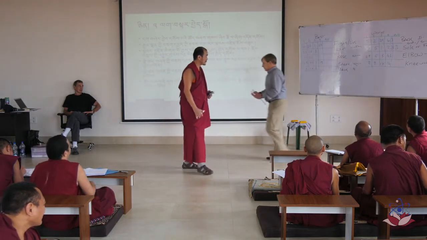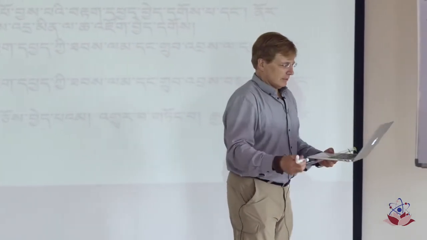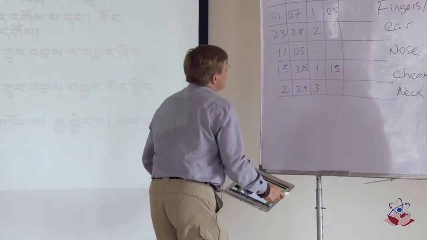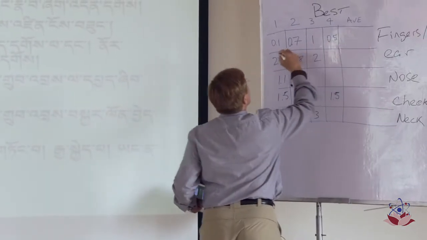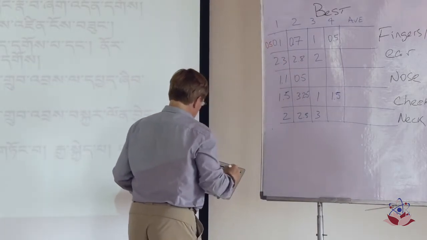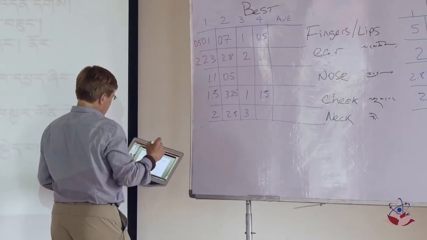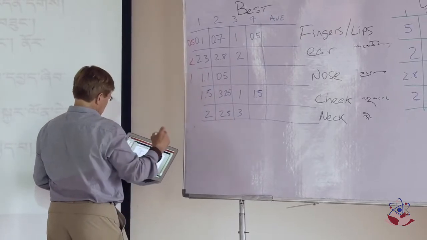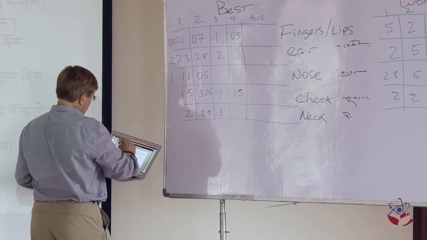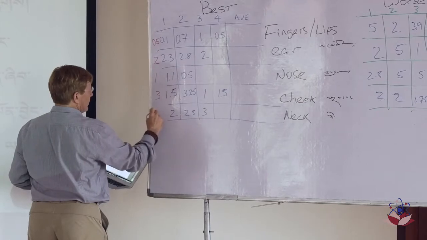Okay, let's see. Paul and I did it also together. So for finger, we got 0.5. For ear, we got 2. For nose, we got 1. For cheek, we got 3. For neck, we got 2.5.